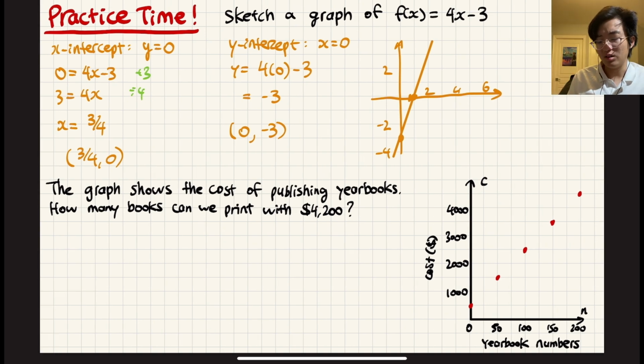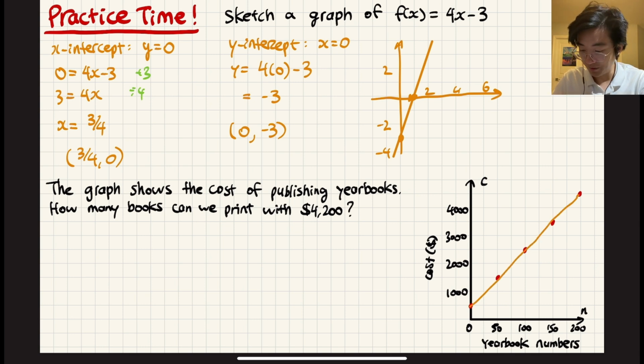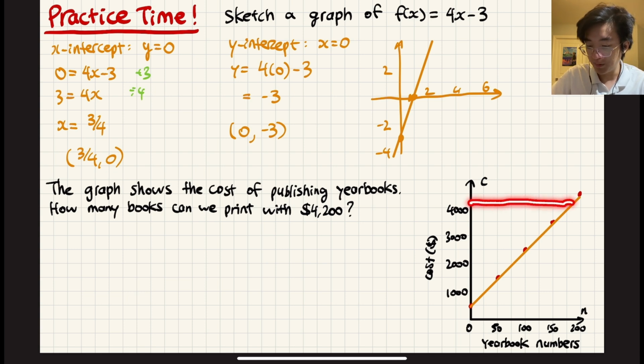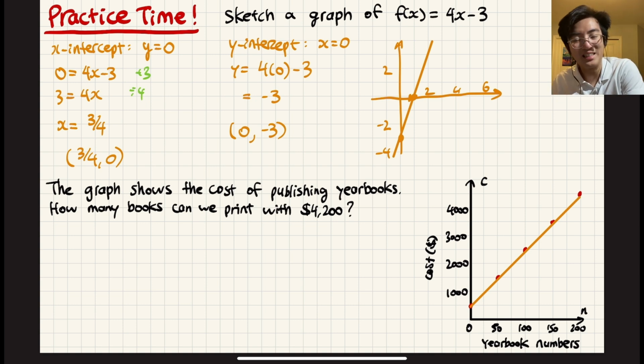Next, we've got a graph of the cost of publishing yearbooks, and how many books can we print with $4,200. With this question, there are two ways to go about this. The first is to grab a ruler and draw a line to connect all those dots together. Then, looking at 4,200, it should be around here-ish, and if we look down, that is around 180-ish books. That's an estimate, but we don't really know how accurate that is.